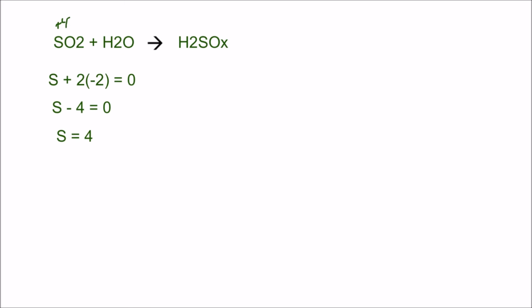That means that sulfur has to have a +4 charge in the acid over here. Hydrogen has to have a +1 charge, but there's 2 of them, so we have a +2 charge total. Okay, so that means all together we have a +6 charge. That means that the negative charge has to be a -6, okay, all together.